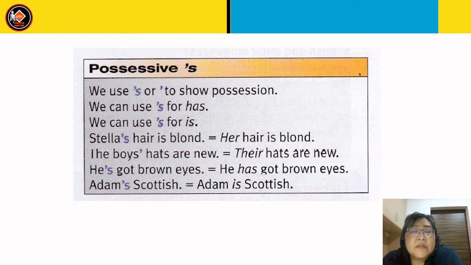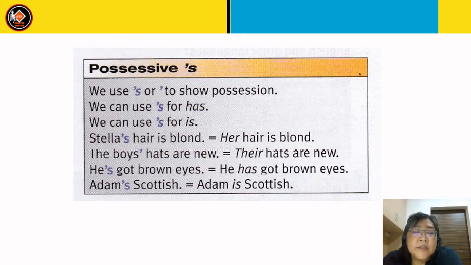Now let's look at possessive with apostrophe S. We use apostrophe S or apostrophe to show possession. We can use apostrophe S for has. We can use apostrophe S for is. For example, Stella's hair is blonde. So apostrophe S here is for her hair. Her hair is blonde.